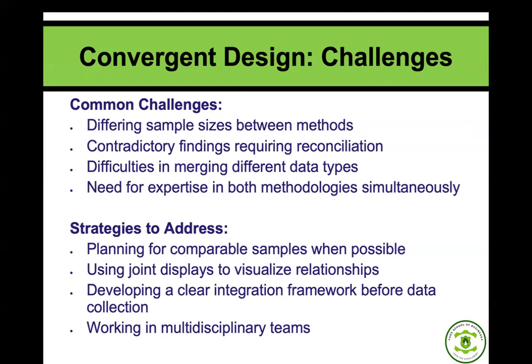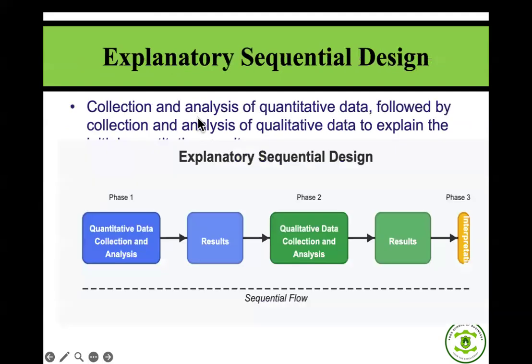Then the strategies you may need to adopt to address this will be that you have to be able to plan to have what? Comparable samples when possible, using joint displays to visualize your relationships, and then developing a clear integration framework before the data collection. And then maybe working with other people, especially when you are working in multidisciplinary teams.